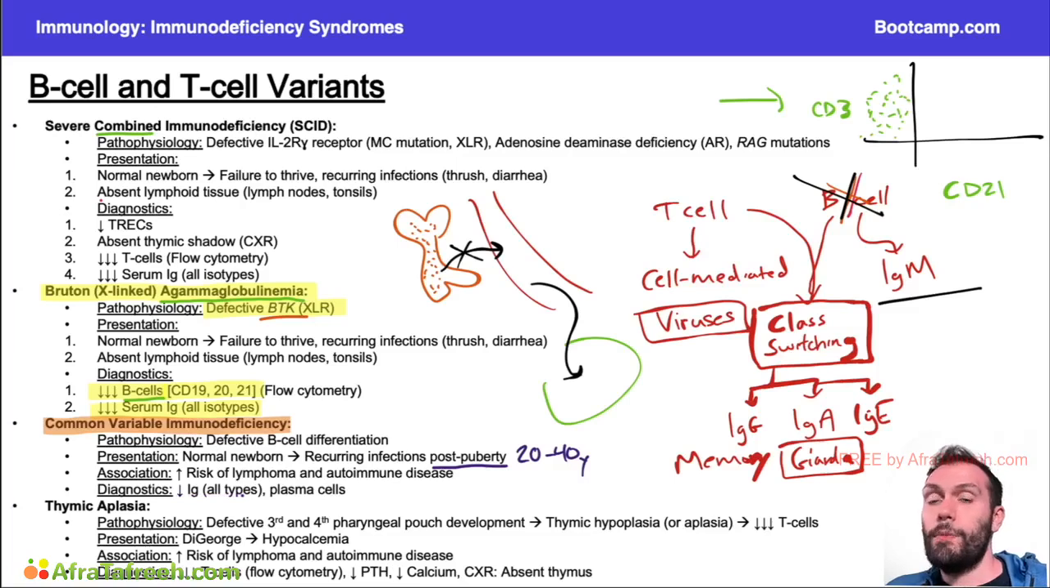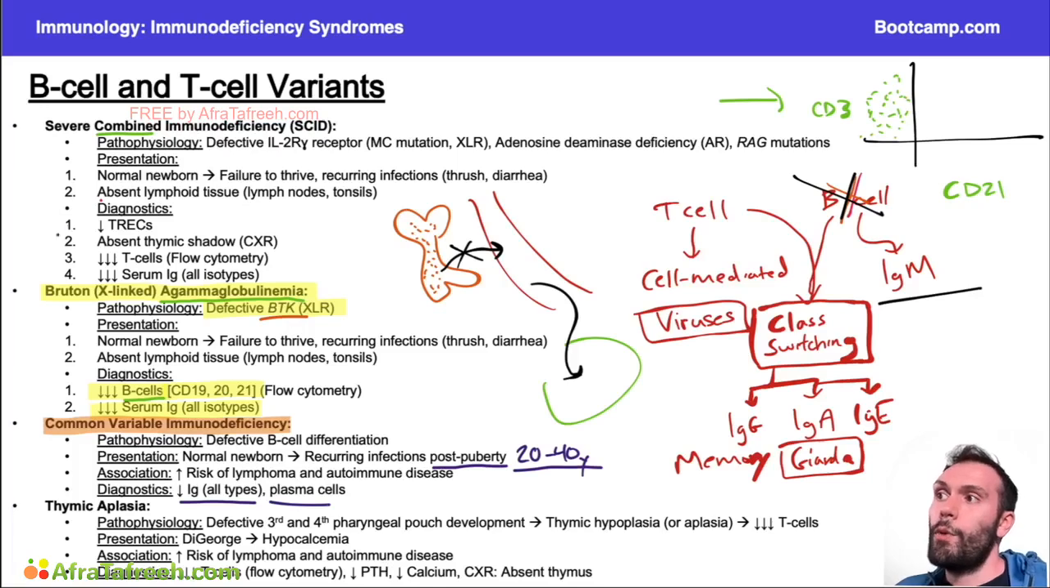You might be saying, well, could this be Bruton's? Well, probably not, right? Bruton's is going to be no B cells. And so these patients, as soon as they lose mom's IgG, they're going to start to present with symptoms. Whereas with common variable immunodeficiency, these patients will tend to present much later in life with low immunoglobulins and plasma cells. Okay, and the pathophys here is also a little bit different.